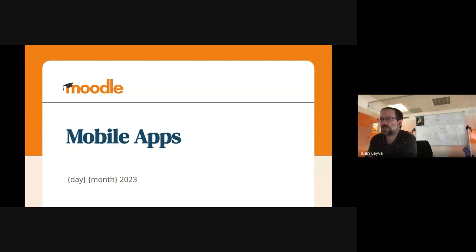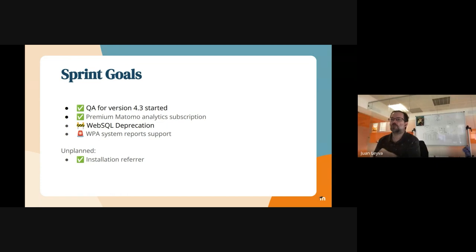And today I'm going to present about some recent features that were integrated into the next version of the Moodle app that is going to be released in a few weeks, version 4.3. So those were the main sprint goals. The most relevant thing is that we started the QA process and it is going pretty well. We are still not sure if we will be able to complete the release in 2 weeks. We hope so.